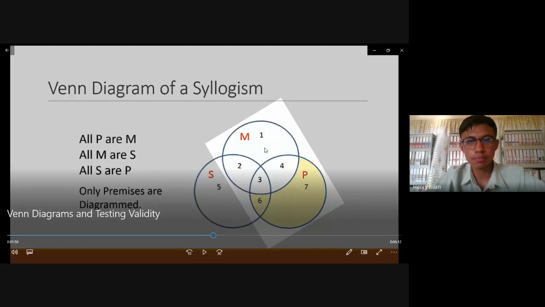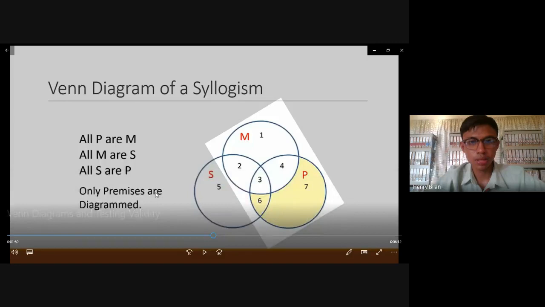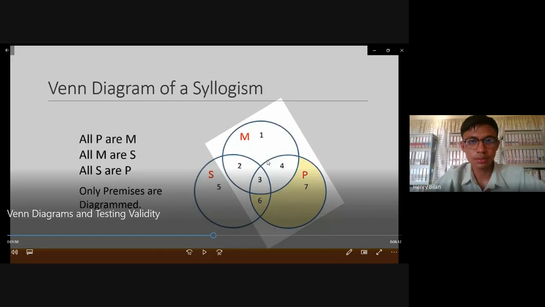Kaya na-shade natin ito, kasi lahat ng bahagi ng P na nasa M ay dapat open. And all M are S, yung M pala ang ating isa-shade. Kasi lahat ng bahagi ng M na nawala sa S, dapat shade siya. Yung M na bahagi ng S, dapat open siya. Kasi lahat ng M ay S. Kaya magiging itsura, ganyan siya.